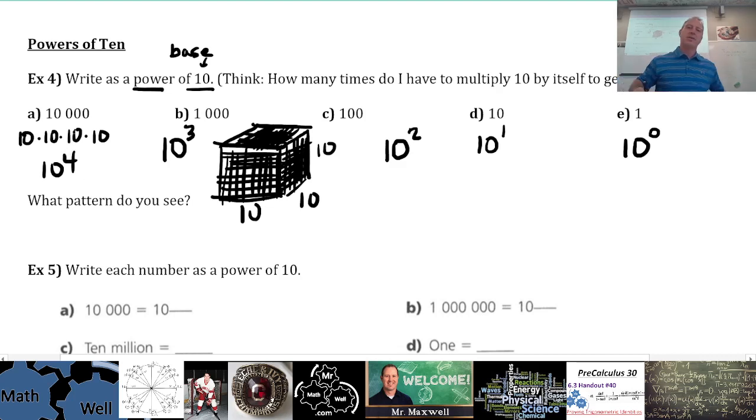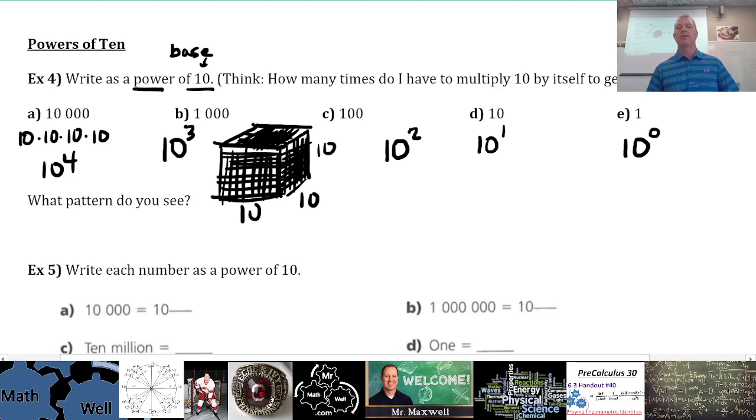Okay, what pattern do you see in these powers of 10? What's the big deal here? Michelle? That each time there's another zero, add an exponent. Add 1 to the exponent. Okay, very good. So each time there's another 0 in these multiples of 10, we would add an exponent.